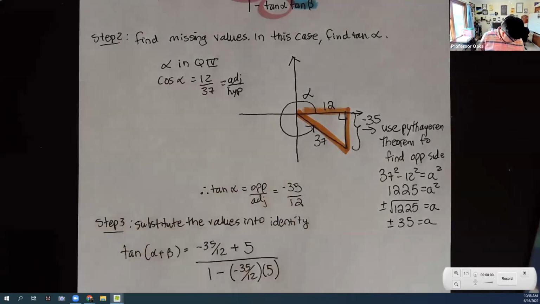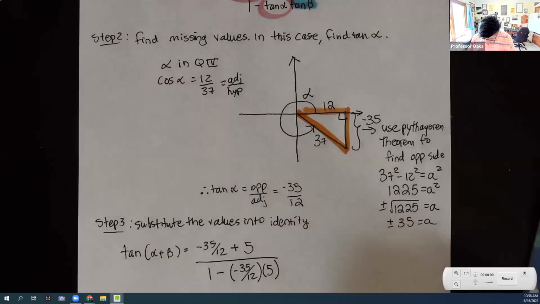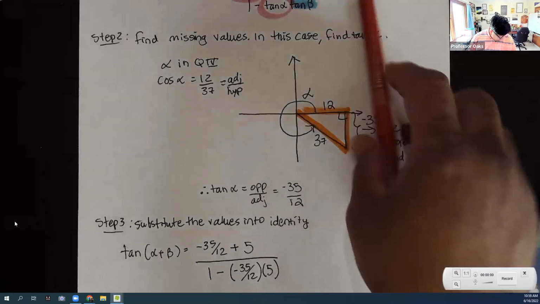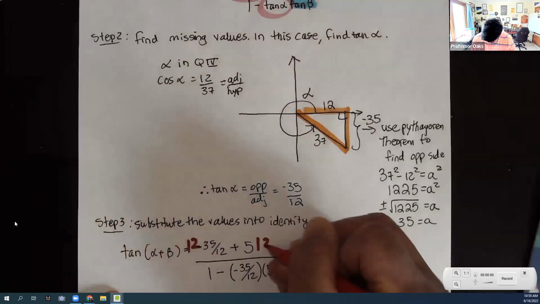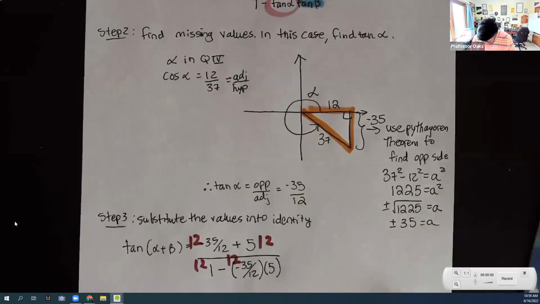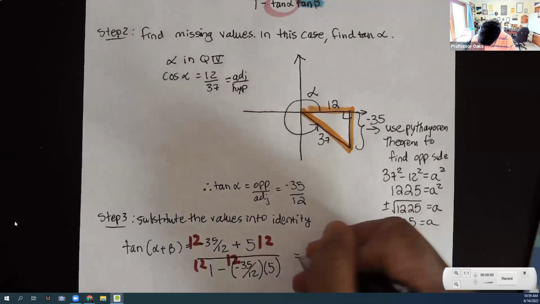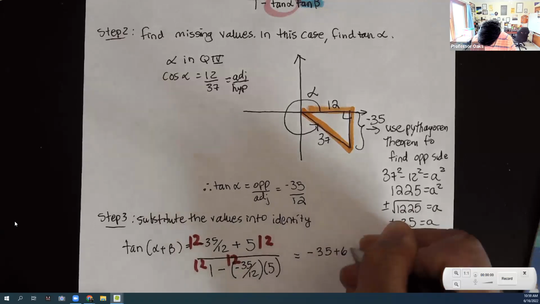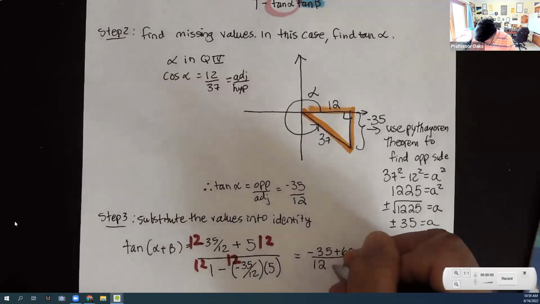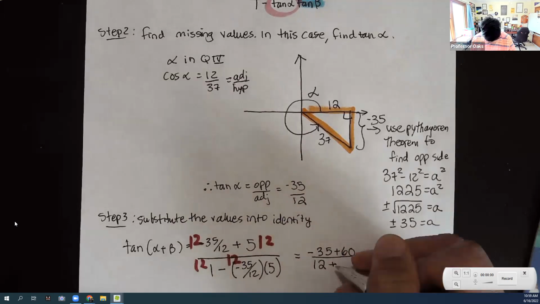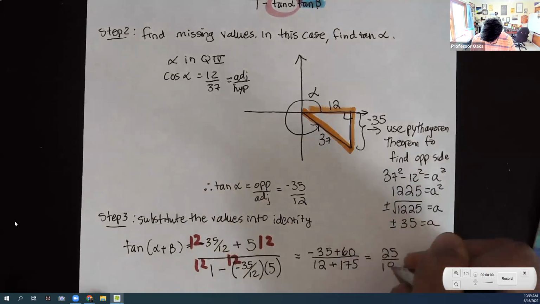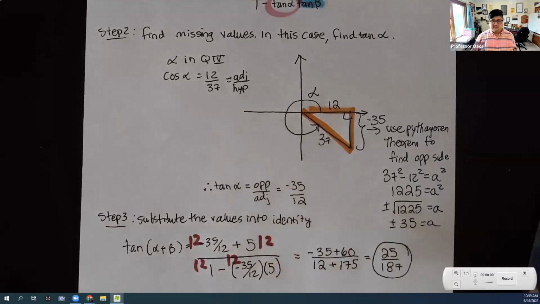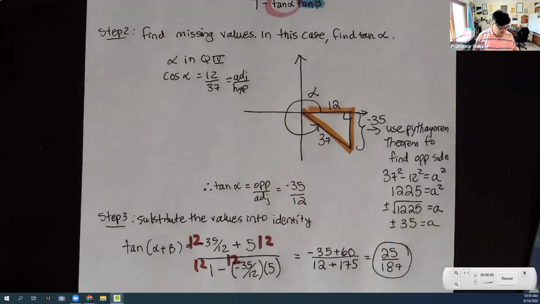Then if you do a little bit of simplifying, and again, I probably would multiply through by 12 just to make it a little bit easier. I don't know if it does, but it might. So you have negative 35 plus 60 over 12 plus 175. So you have 25 over 187. So do you have any questions or anything that you want to ask?